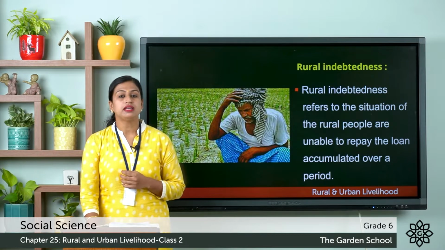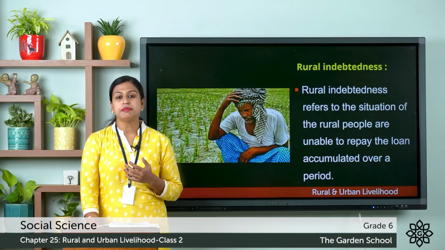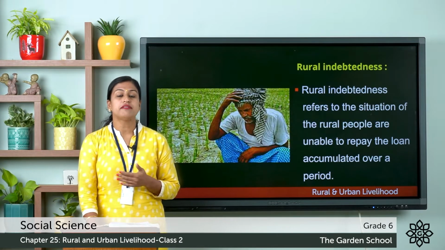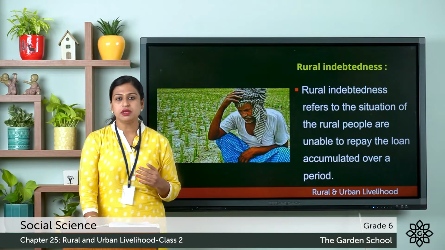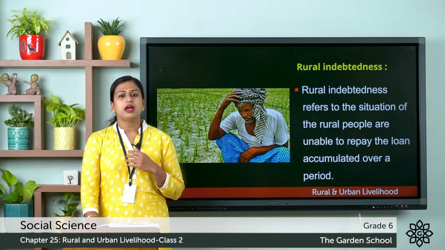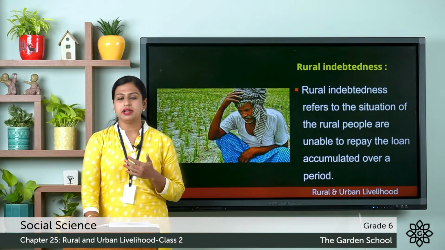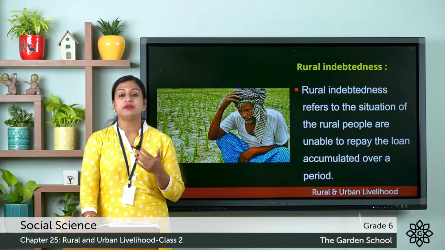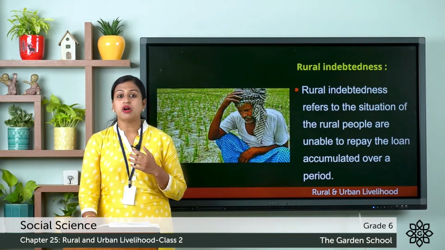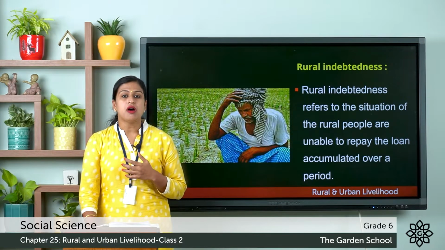So, you all know that in villages, there are some people who have small plots of land. Some are landless farmers and some of them do not have a regular source of income, such as fishermen. So, in this situation, they borrow money from the money lenders and the traders. The money lenders and the traders give them money but at a very high rate of interest. And for this, they even have to mortgage their piece of land or cattle.